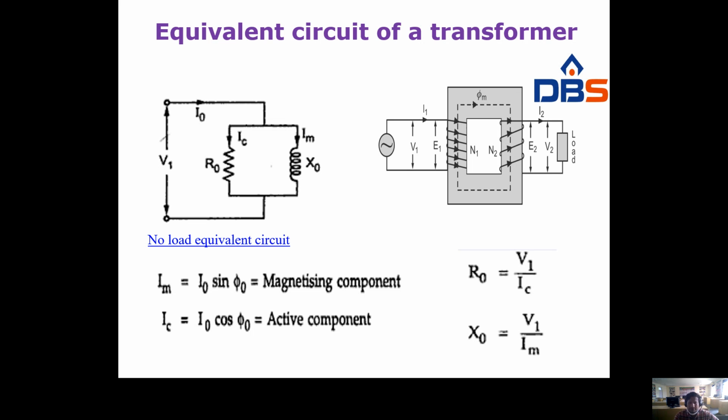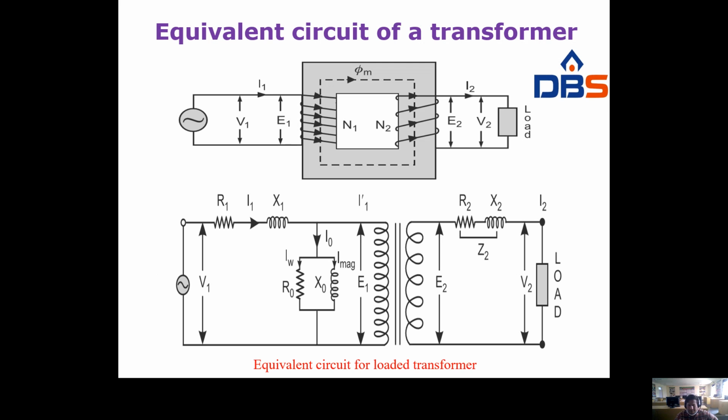Now we have to find these parameters. R0 is equal to V1 by IC, and X0 is equal to V1 by IM. The magnetizing component of current IM is I0 sin phi naught, and IC or IW is I0 cos phi naught, which is the active component of current. So these are the transformer equations.